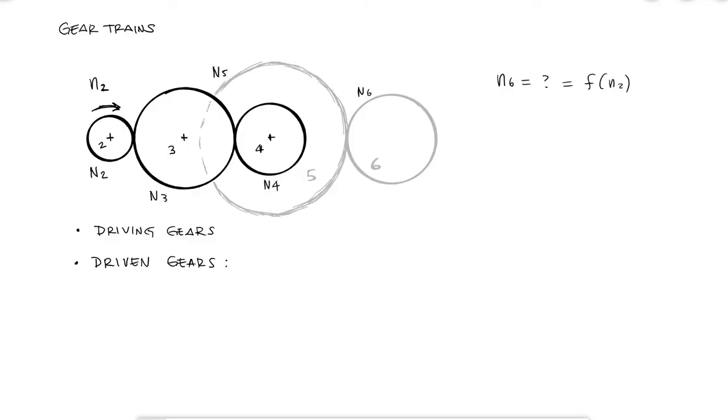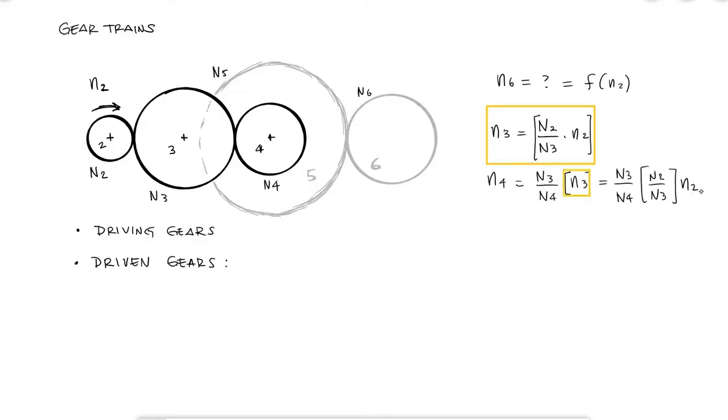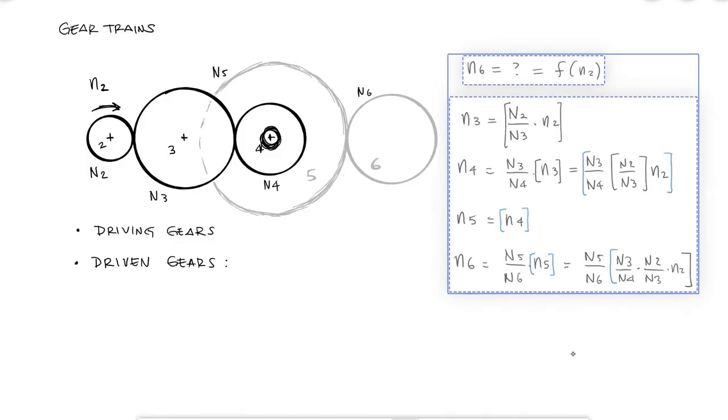From what we know, the speed of gear 3 would be N2 over N3 times the speed of gear 2, and gear 4 would be N3 over N4 times the speed of gear 3, which we already have in terms of N2. We know that N4 and N5 rotate at the same speed since they're probably on the same shaft, and the speed of gear 6 would be N5 over N6 times the speed of gear 5, which we also have in terms of the speed of gear 4.